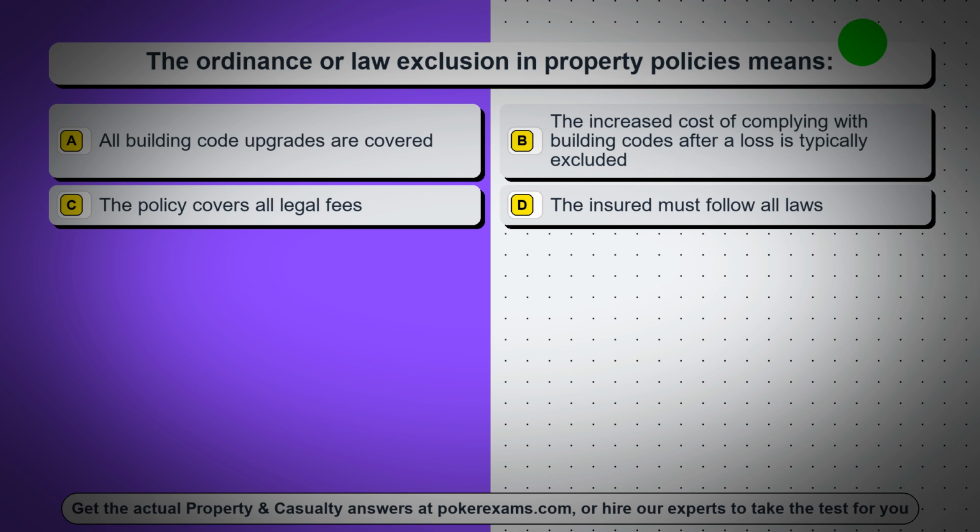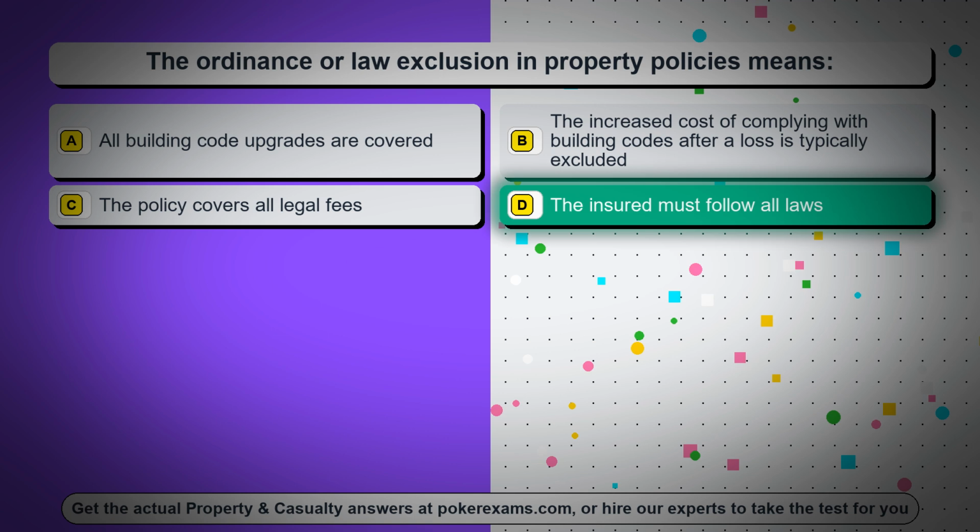Question 91. The ordinance or law exclusion in property policies means: Option A, all building code upgrades are covered. Option B, the increased cost of complying with building codes after a loss is typically excluded. Option C, the policy covers all legal fees. Option D, the insured must follow all laws. The correct answer is option D, the insured must follow all laws.